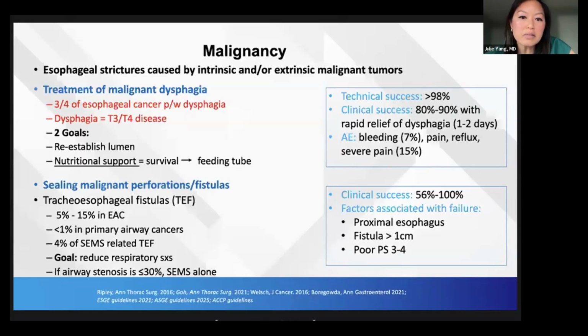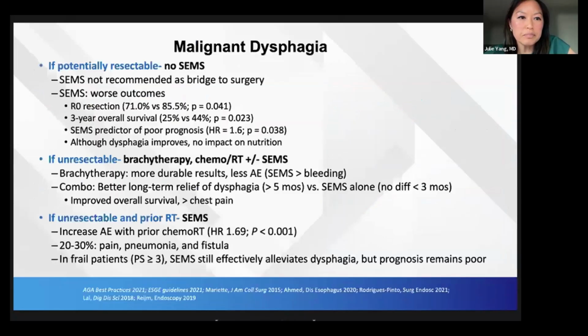So the clinical success is widely ranged, but factors associated with failure, which I think is important, are large fistulas greater than 1 centimeter, proximal location, the more proximal you are in the esophagus, and overall poor performance status of the patient. So malignant dysphagia, it's a busy slide, but I'll give you the punchline.